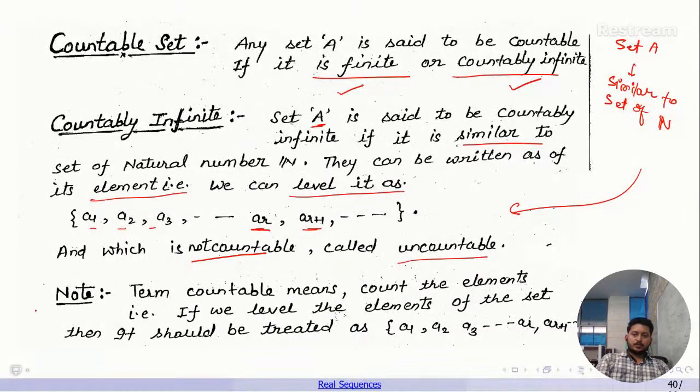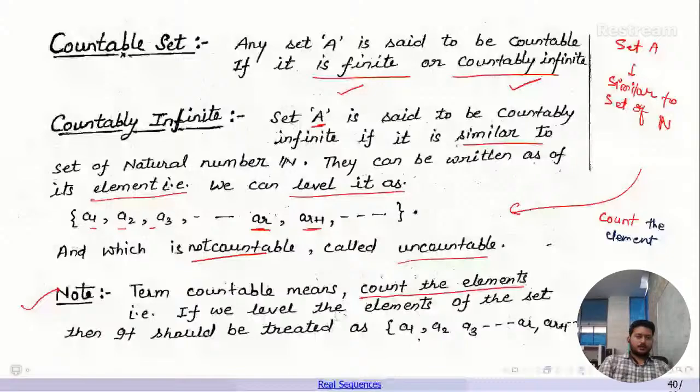One note says that the term countable means count the element first. Rather, when we write like this, what does countable mean? Countable means count the element. That is, if we label the elements of the set, it should be treated like this. That is our countably infinite.